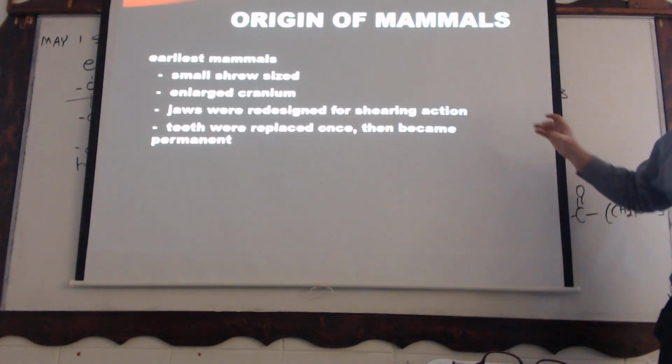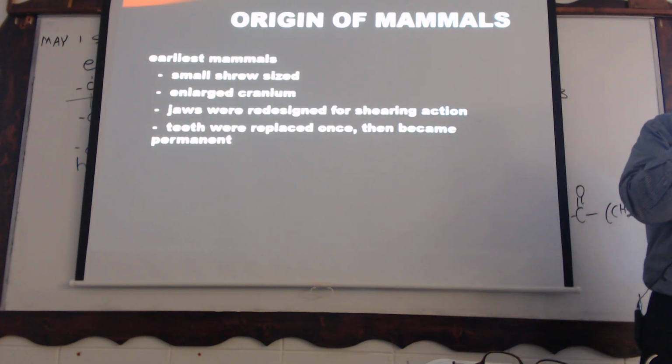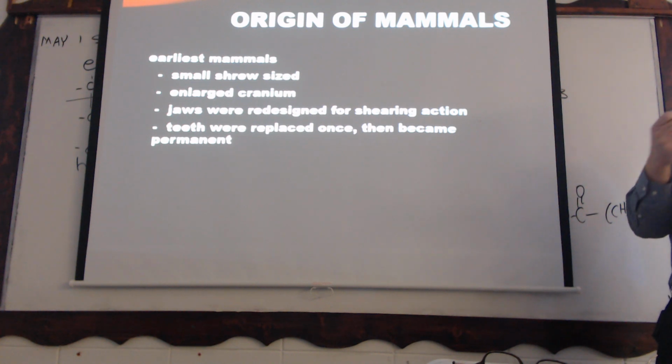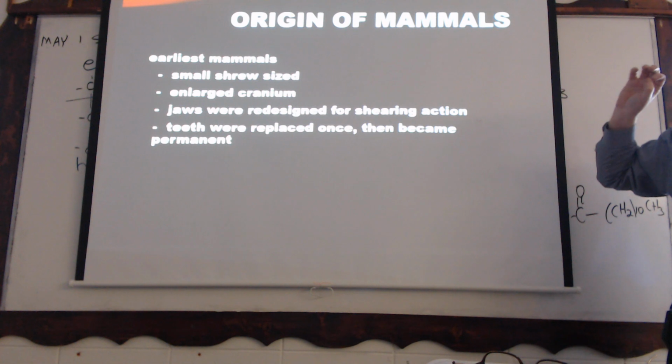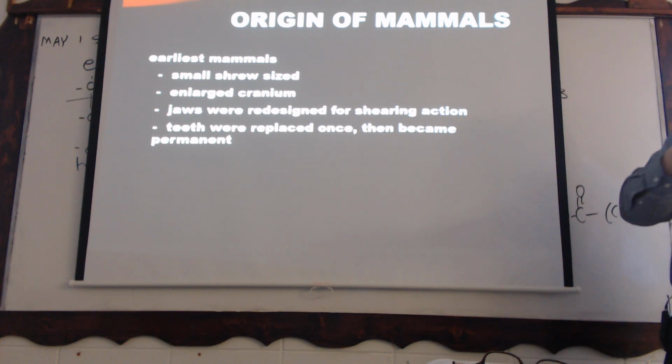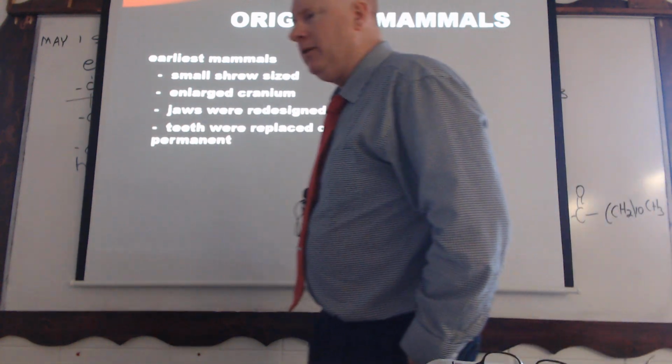And then a shearing action, okay? That would probably be the teeth up front, which are known as what? Starts with an I, possibly remember. These are incisors. Then teeth were replaced once and then became more permanent. And then I think you call them deciduous teeth. And these are then going to be adapted for their various types of diets.